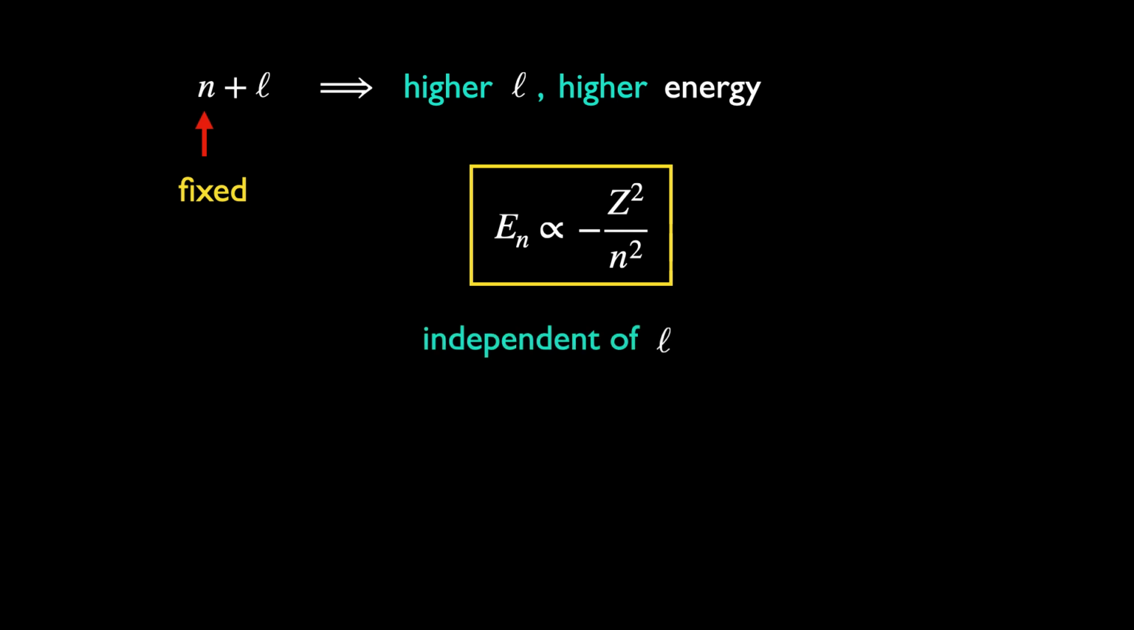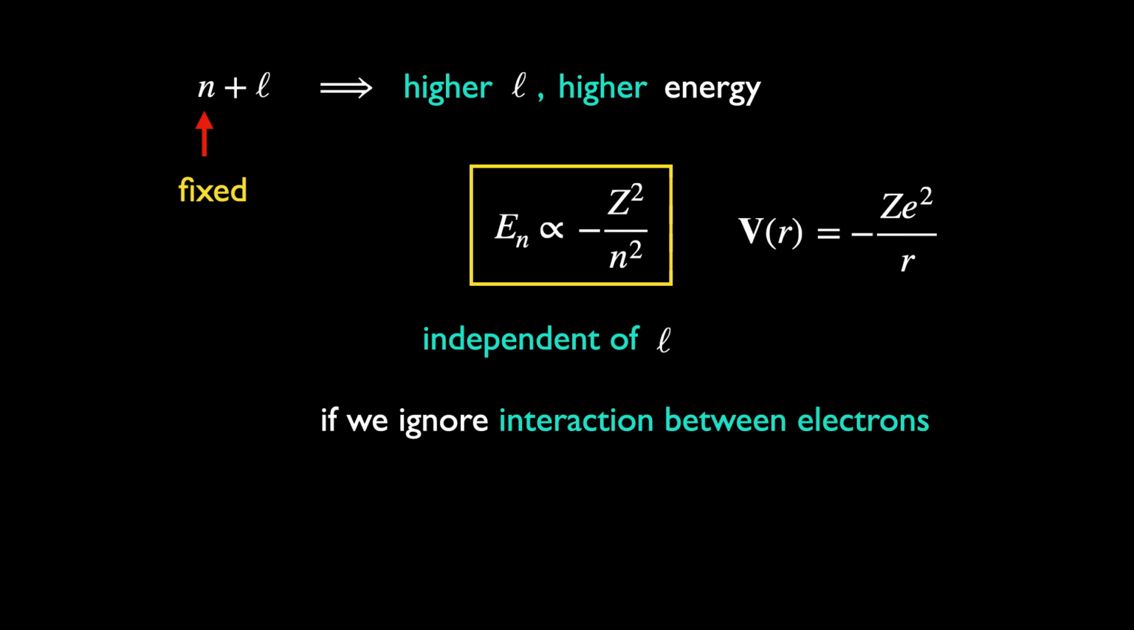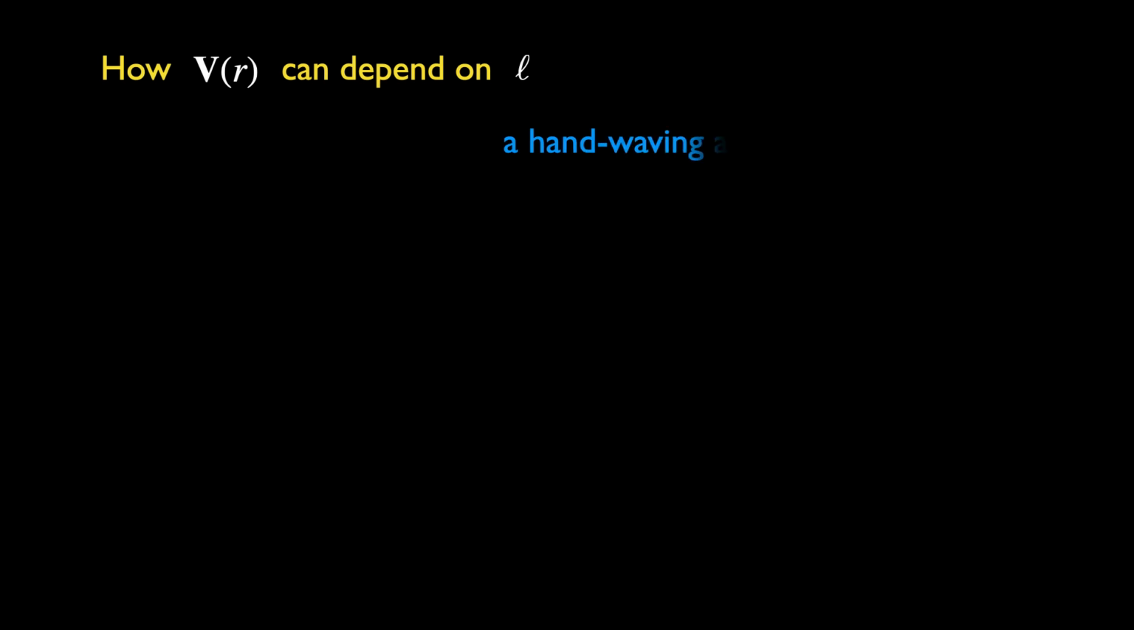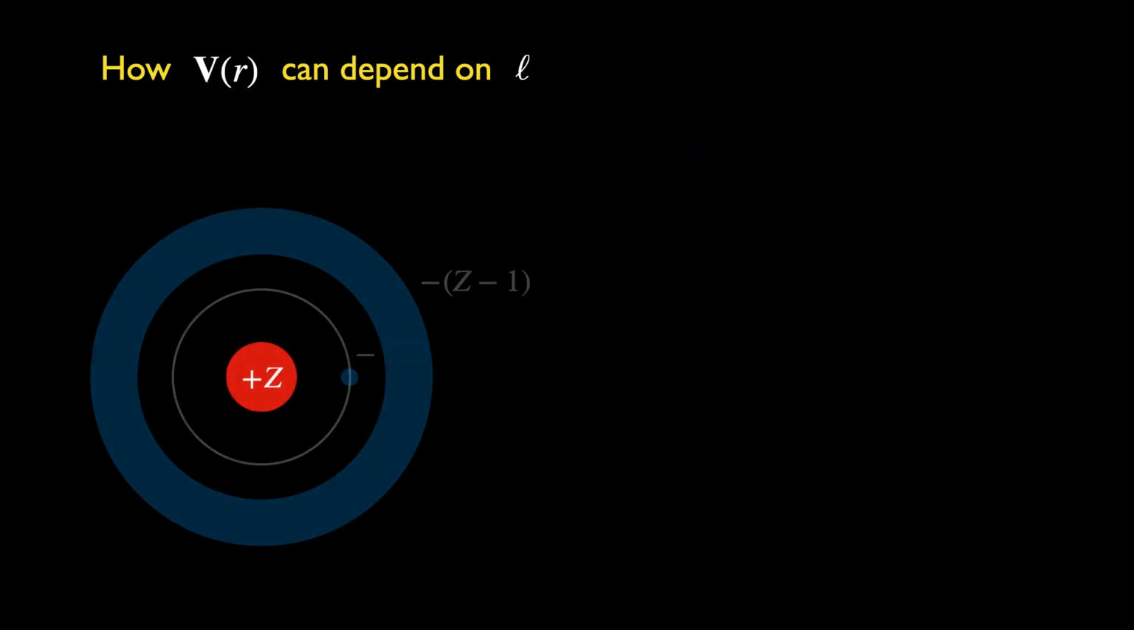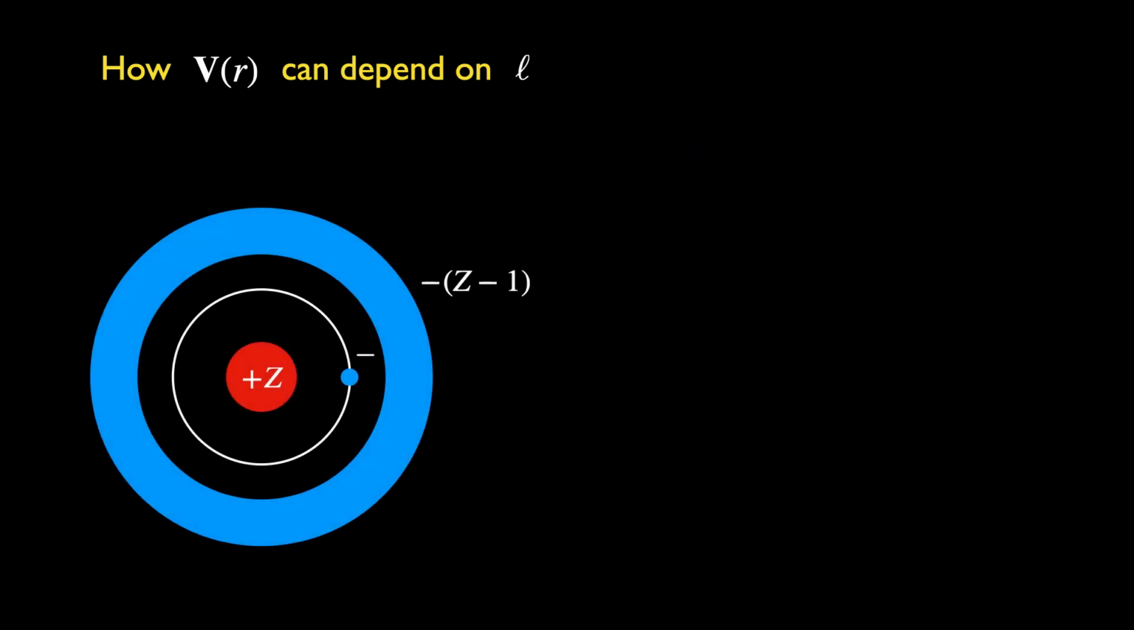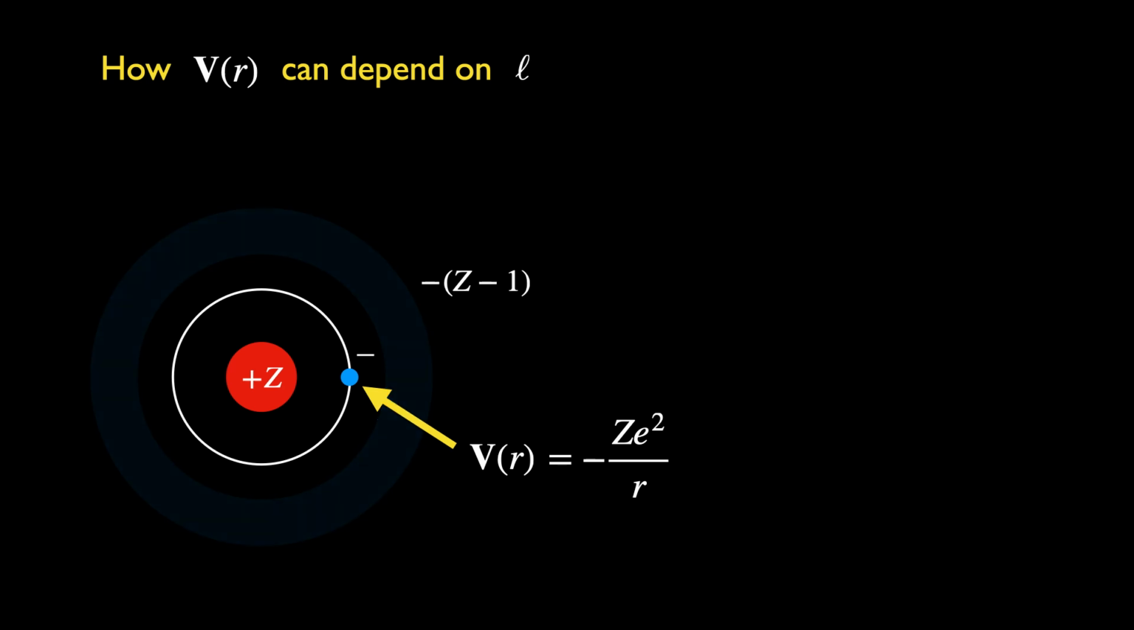Recall that the potential associated with these energies is just the Coulomb potential, where we have ignored the interaction among the electrons. Here we introduce a hand-waving argument that allows the potential to depend on L. More accurately, the electron in an atom experiences a different potential depending on its L value. Let's consider the innermost electron. This electron experiences the potential due to the full charge of the nucleus, which is completely unshielded by the outer electrons.